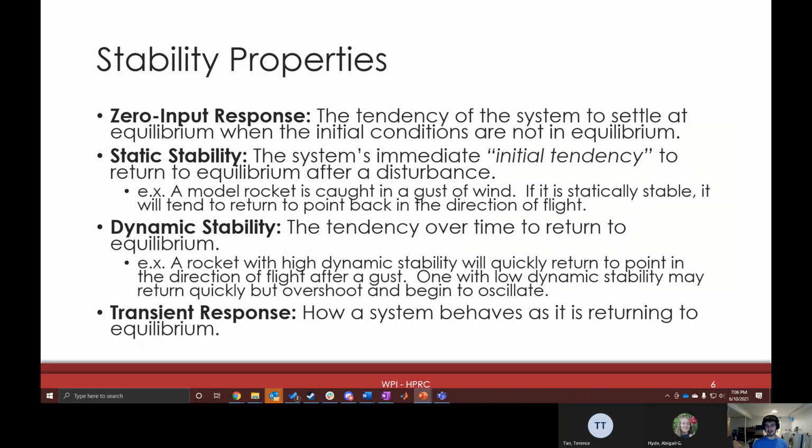Similar to that, dynamic stability is the tendency over time to return to equilibrium. In this case, that includes not just the initial tendency, but as it's moving back, it includes the behavior of that. So with higher dynamic stability, you would return to the direction of flight really quickly, but with low dynamic stability, you might overshoot and return quickly or begin to oscillate. And finally, transient response is a general term to describe how the system behaves on its way while it's returning to equilibrium.